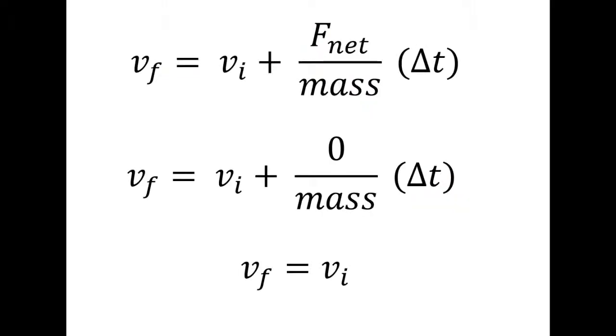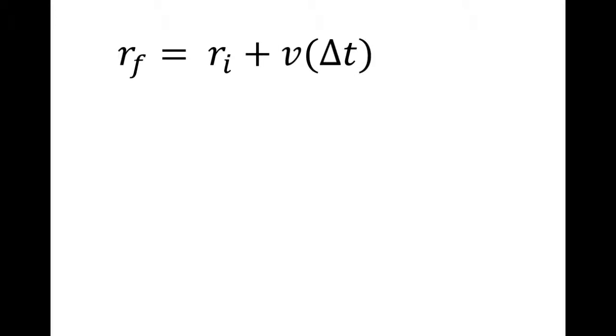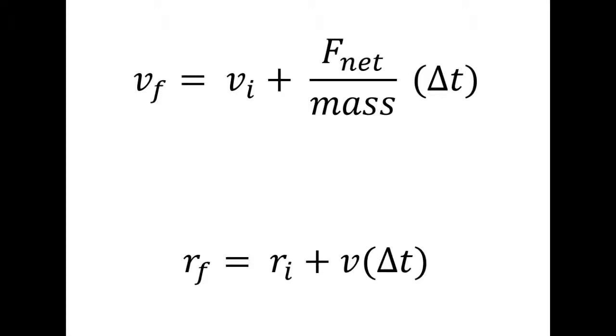Mathematically, this works because when you plug in F net as 0, we see that the velocity final is the same as the velocity initial. Using our second equation, we can take the velocity that we have and predict the future position of the object from an initial position that we have observed. These two equations will help us when we are building the model that we will use to compare to the observed results that we will have from Tracker.